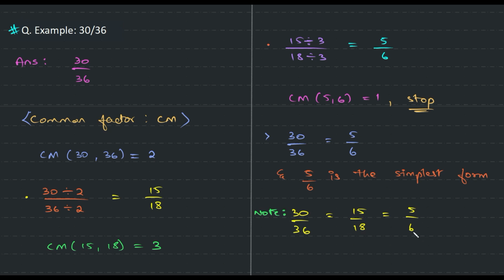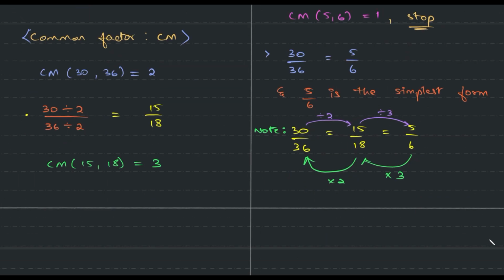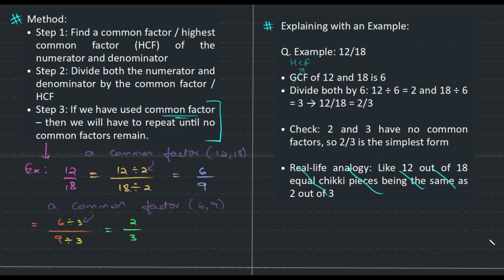If I take 5 by 6 and multiply by 3, I end up with 15 by 18. And if I multiply 15 by 18 by 2, I end up with 30 by 36. Same thing the other way around. If I divide by 2, I end up with this number. If I divide by 3, I end up with this number. And that's that.